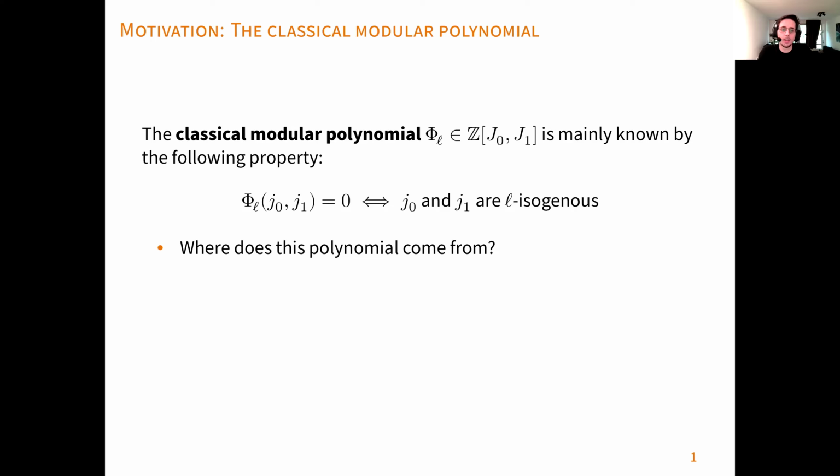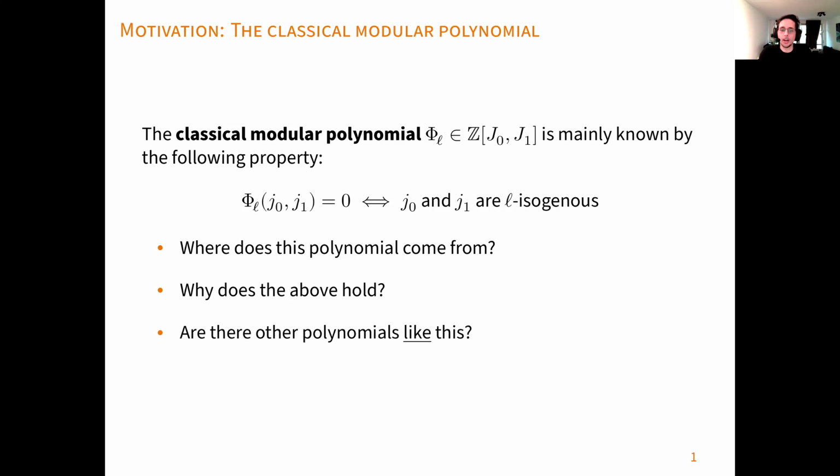How is it defined? Also, you might wonder, why is this actually true? Why do we know that this property holds? And the third question, which is, I guess, the natural next step, is: are there other polynomials like this, in the sense that we can use them to detect l-isogenies? In this talk, I mainly want to focus on the third question, but by the way, I need to introduce some prerequisites, so we will also cover the first two questions, at least to some extent.